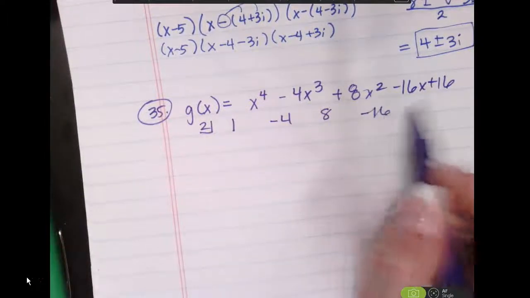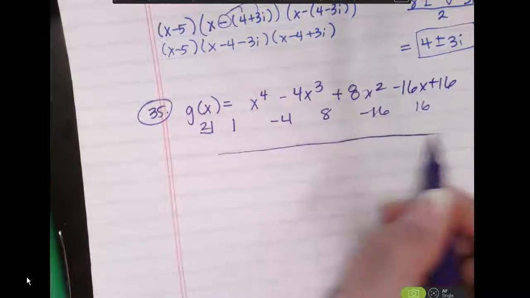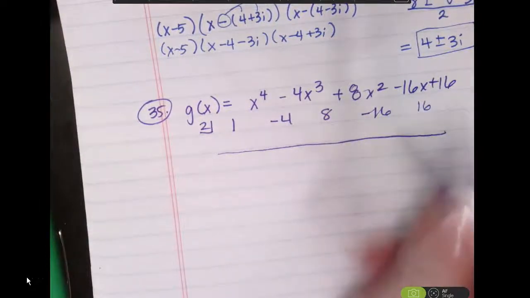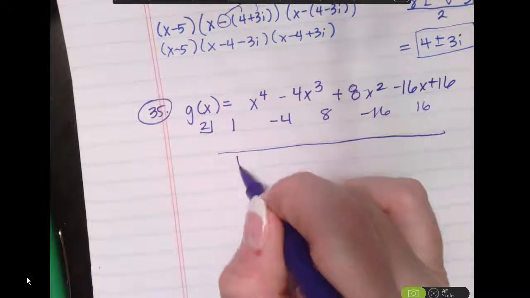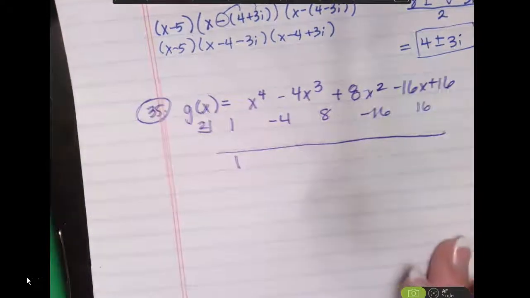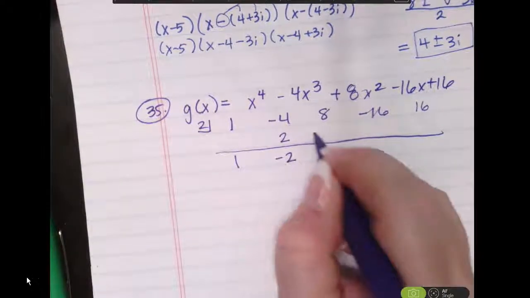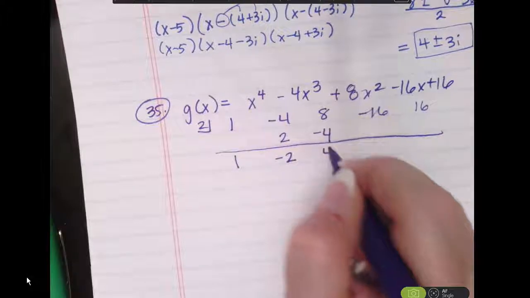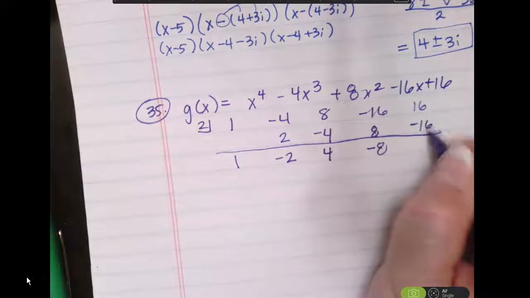And I'm checking, of course, my function to make sure I don't need to have any placeholders. I've got descending order of the variable and everything seems to have a coefficient. So I'm going to follow my synthetic division process. 1 times 2 is 2 plus negative 4. Negative 2 times 2 is negative 4, that's 4. It's 8, negative 16, and 0.